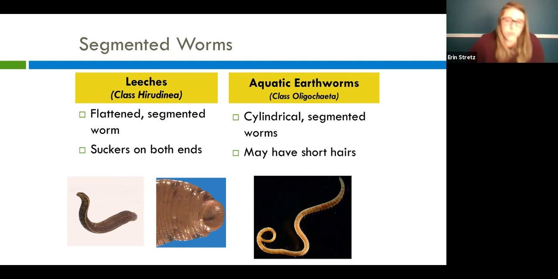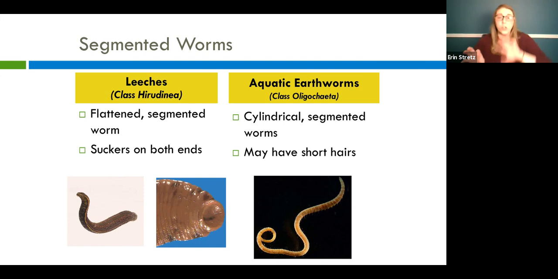For all of the organisms we've looked at so far, we've been looking at them on the order and on the family taxonomic level. For segmented worms, we're going to move up to class. So we're classifying a lot of different organisms that we might find under these very simple categories, leeches and aquatic earthworms or aquatic worms. So leeches, they're flattened from top to bottom. They have deep segments along the entire body, and they will have those suckers at both ends of the body.